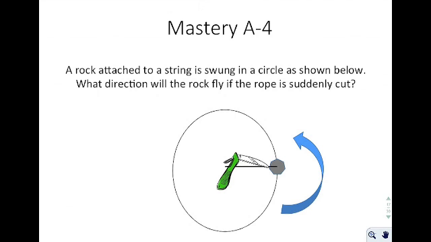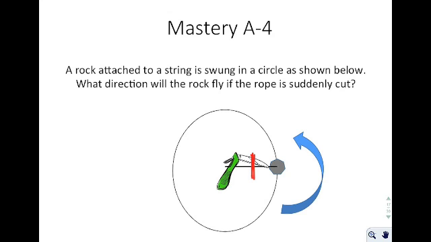Mastery. It says a rock attached to a string is swung in a circle as shown. What is the direction the rock will fly if the rope is suddenly cut? Now, some of you may have done something like this before. If you've ever swung something over your head and then let go, you should realize what happens whenever you cut this wire. Now there's no more forces acting on the rock, so the rock will go in whatever direction it is going at that particular moment.